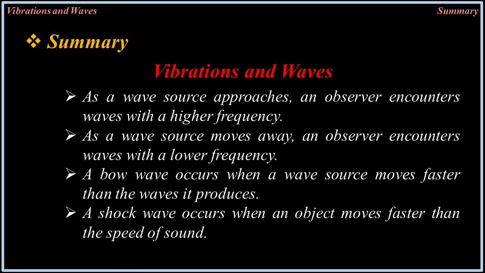As a wave source approaches, an observer encounters waves with a higher frequency. As a wave source moves away, an observer encounters waves with a lower frequency. A bow wave occurs when a wave source moves faster than the wave it produces. A shock wave occurs when an object moves faster than the speed of sound.